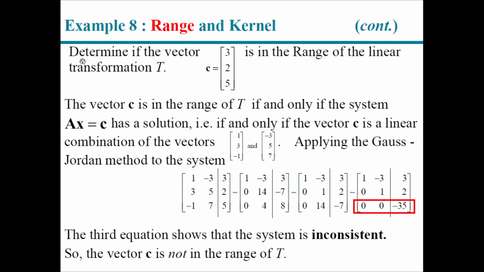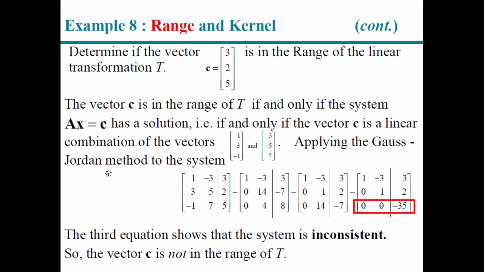Another question with the same transformation. We need to see if the vector C given here belongs to the range of the linear transformation. So range of the linear transformation is the same as the column space of the representation matrix in standard basis. So it's the same as the column space of the standard matrix A that we found. So we need to see if the linear system Ax equals C has a solution, or does C belong to the column space of A? So that's the same question. So we need to solve the system Ax equals C.